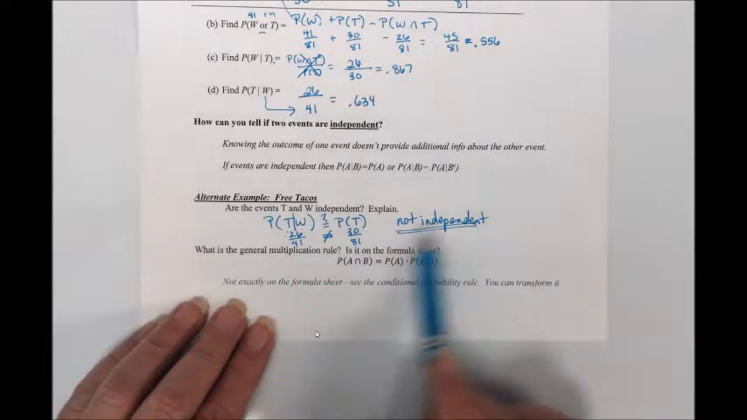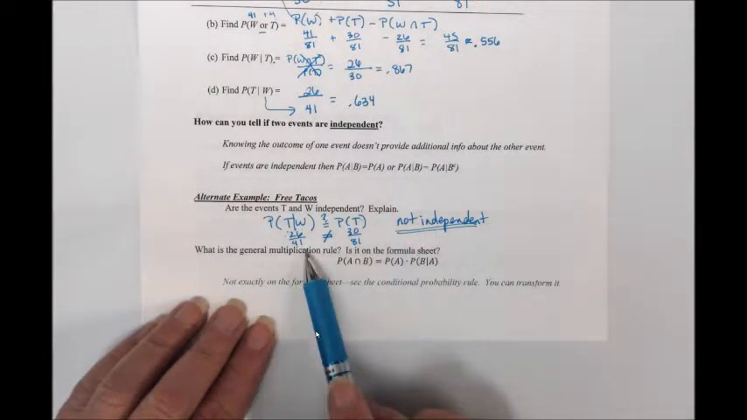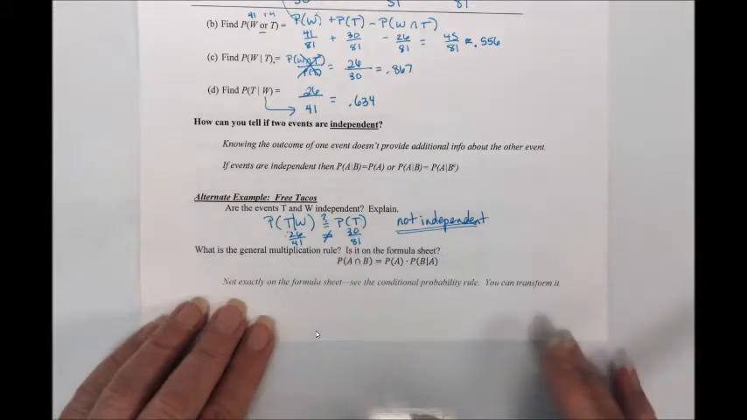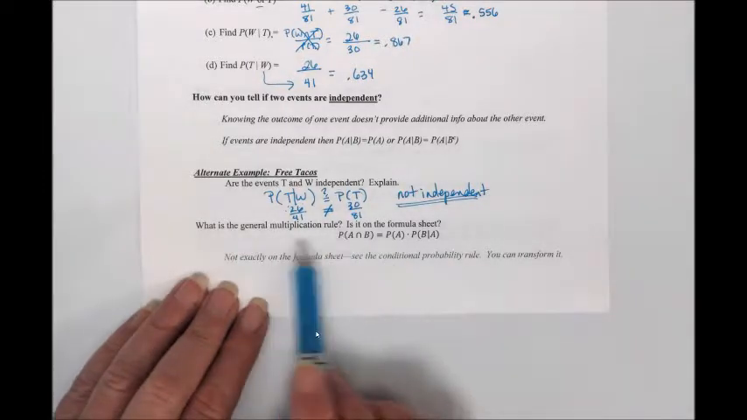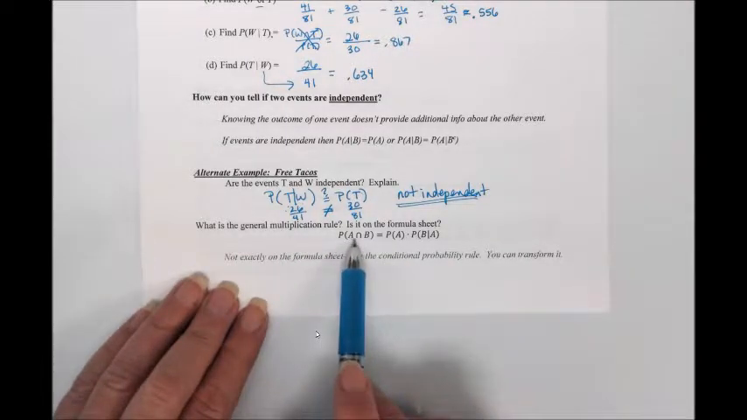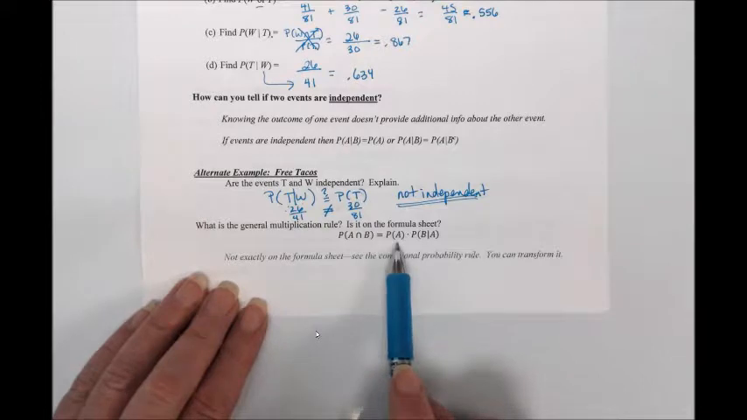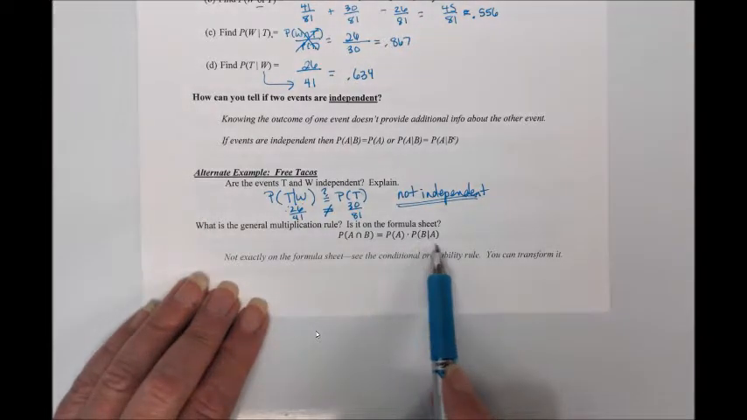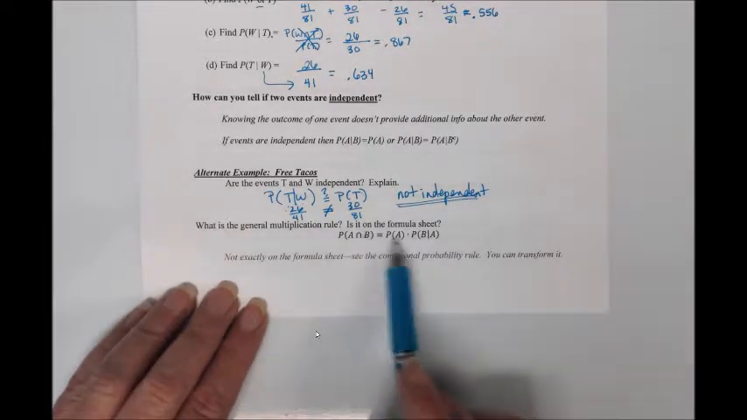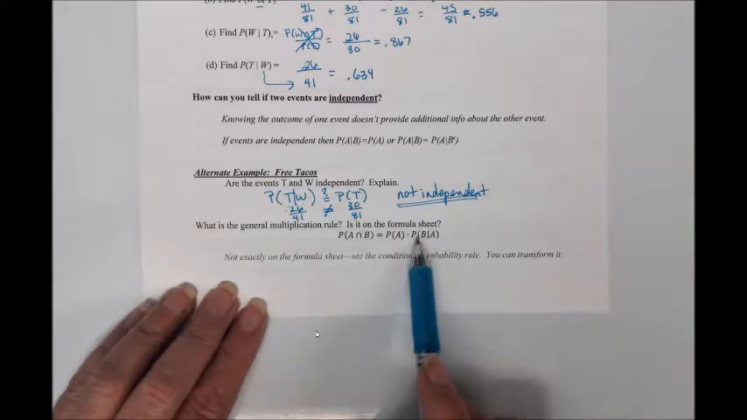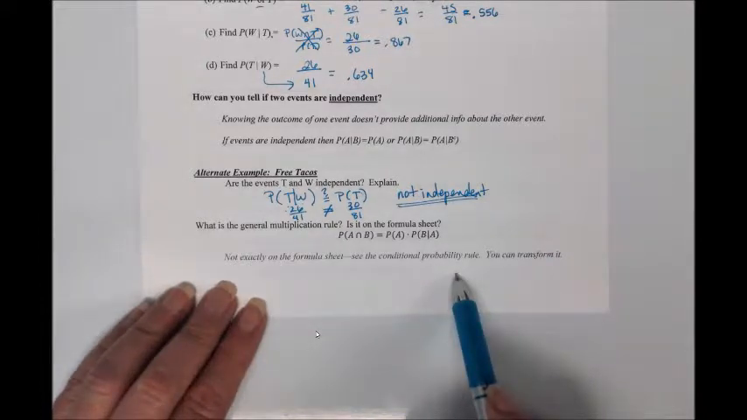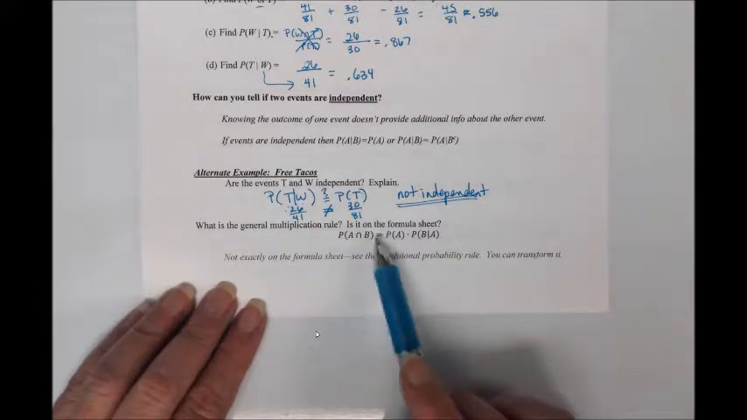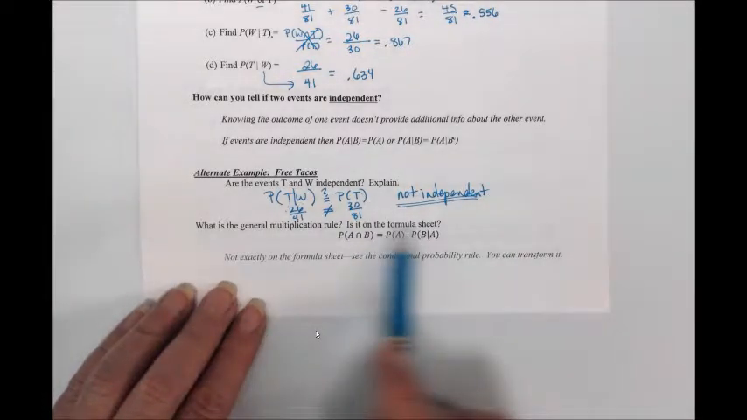So not independent, and it works both ways. You can say not independent and get partial credit without showing the work, so just make sure you do both. Okay, this is not on the formula sheet, but the general multiplication rule is P(A and B) equals the probability of A times the probability of B given that A has already occurred. And if they are independent, this would just be the same as the probability of B. There is the conditional probability rule on the formula sheet, and you can transform it into this multiplication rule.